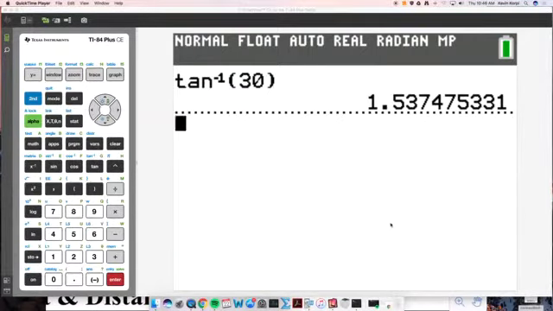All right, we're working real quick. Your warm-up today: what's the inverse tangent of 30 radians? 1.537. Very good, which is really close to pi halves, right?